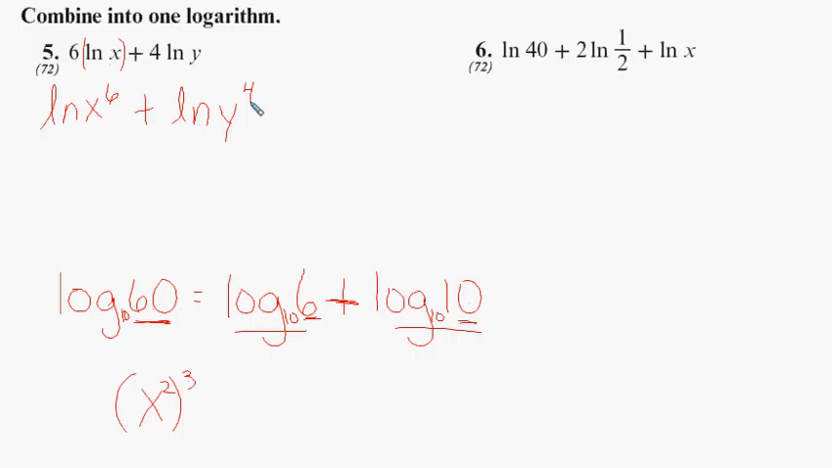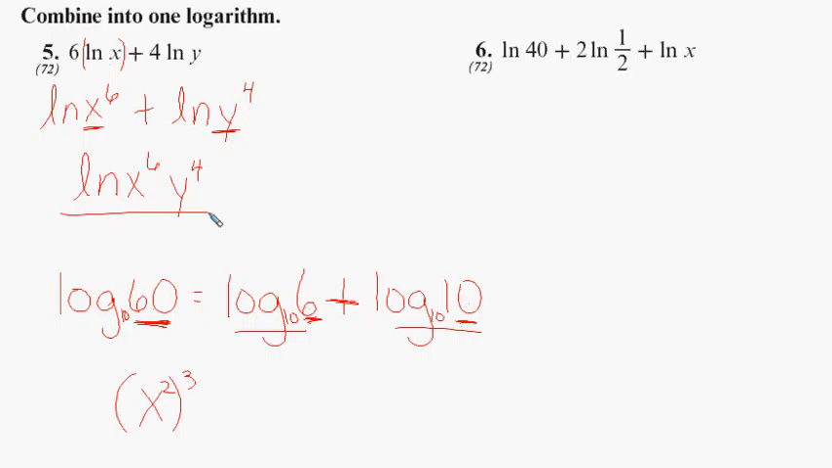and then plus we have natural log of y to the 4th, okay? So now all we have to do to finish this out is to multiply these back together, kind of like we did here with the 6 and the 10, except that here we broke the 60 up into a 6 and a 10. Here, these are already broken up. We're going to put them back together here. So we have x to the 6th and y to the 4th, okay? So that should be your final answer for number 5.